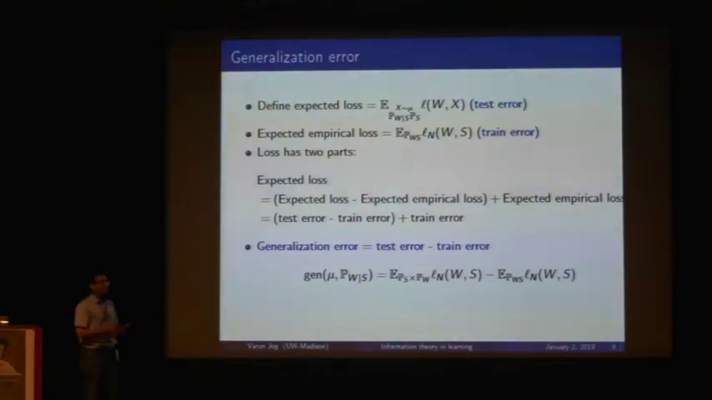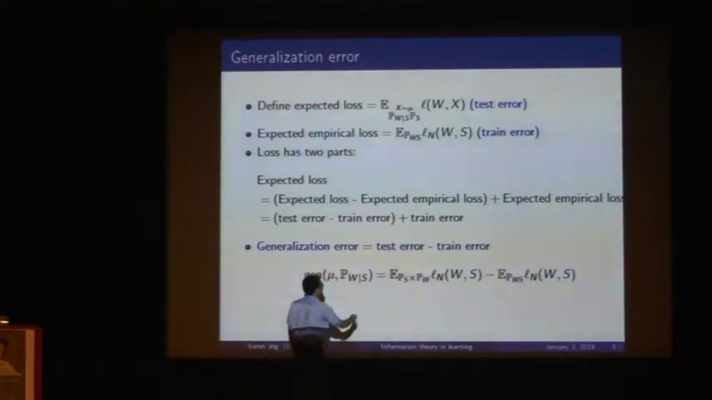It's trying to capture how well your algorithm is generalizing to unseen data. Okay, so this generalization error, I've now essentially just written it as the difference between this first term and the second term, but I made a little bit of a change: here the expectation is now taken over the product distribution PS cross PW. It will take you a moment to figure out, but this is exactly the same as this.